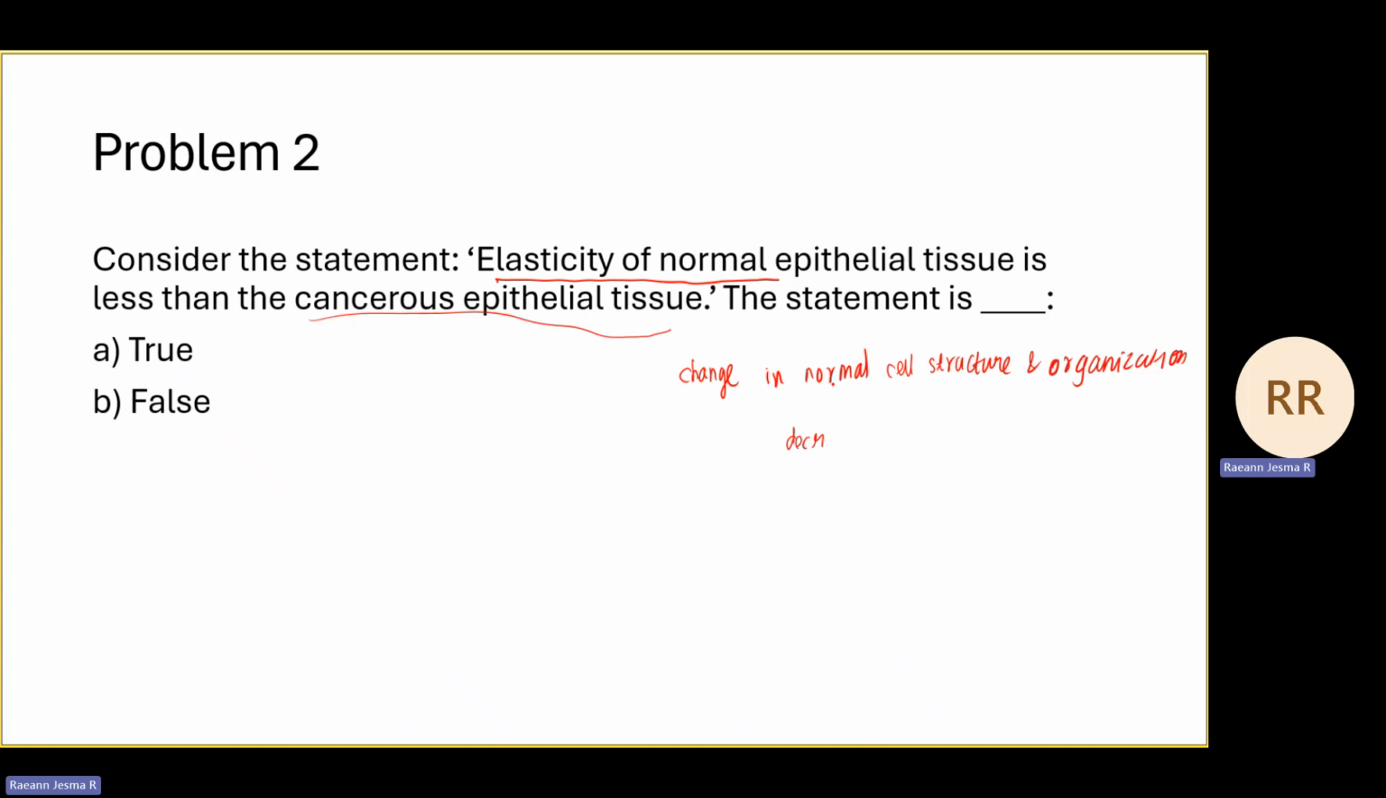For different types of tissues, the elasticity may be different from that of the normal cell. In some kinds of cancer, there is a chance that the elasticity may be higher than that of the normal cell. But in the case of epithelial tissue, it has been found that the cancerous epithelial tissue has a low stiffness compared to the normal epithelial tissue. In this question, it is mentioned that normal epithelial tissue has less elasticity than cancer. So this is false. The correct answer is false.